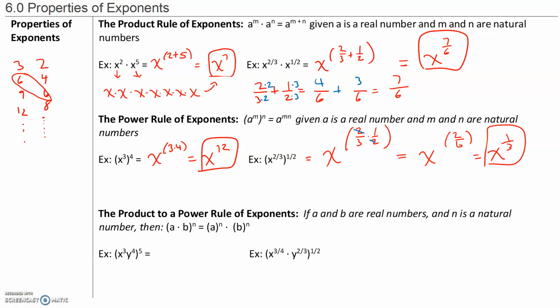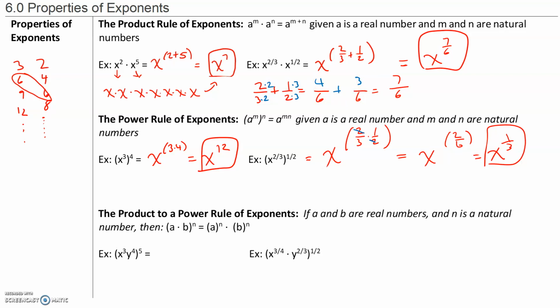Okay? You cannot cross-cancel in addition. So like in addition, I can't just cross out the 2 and 2. Only in multiplication can we cross-cancel. In adding and subtracting, the only way to do this is to get a common denominator, rewrite each fraction with a denominator of 6, and add the numerators at the end, once we have a common denominator.